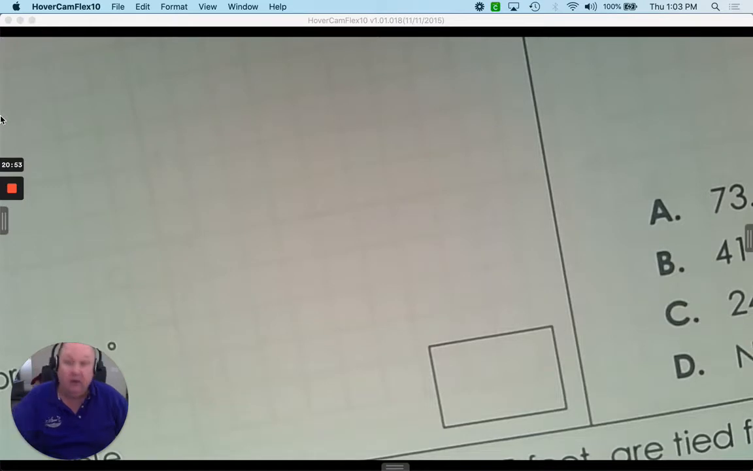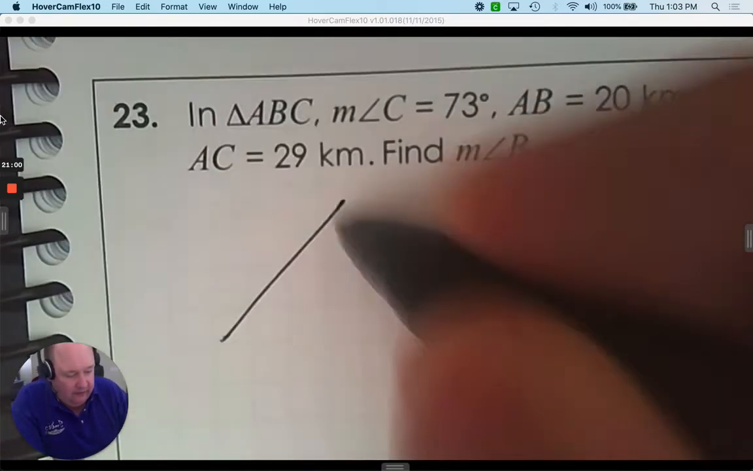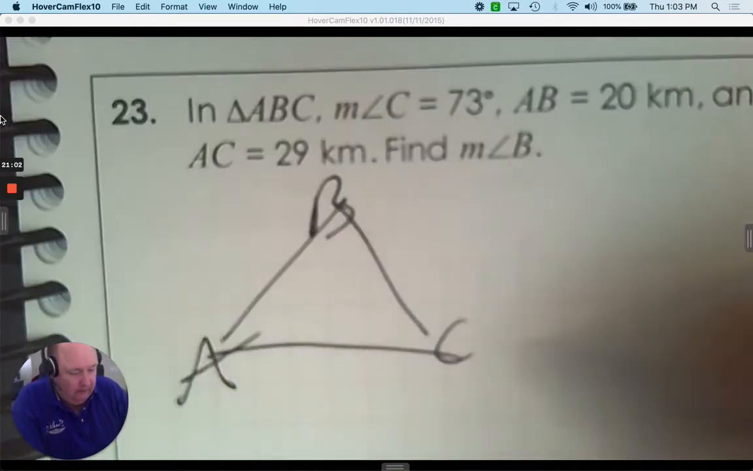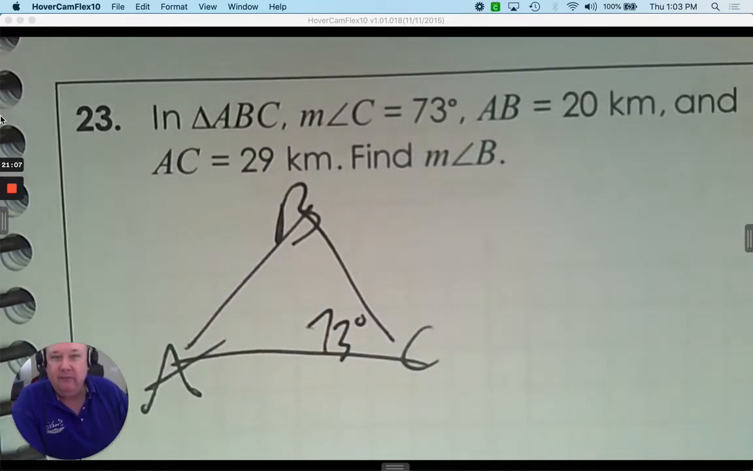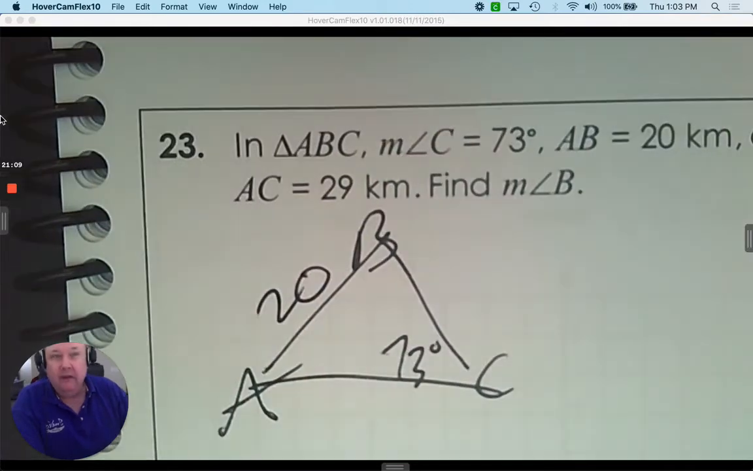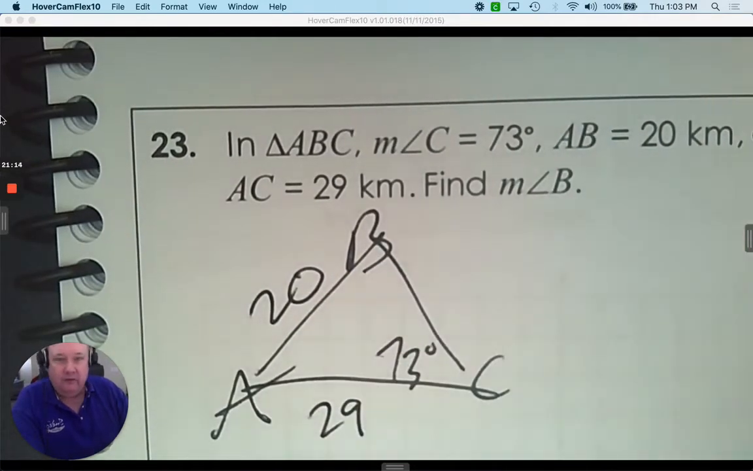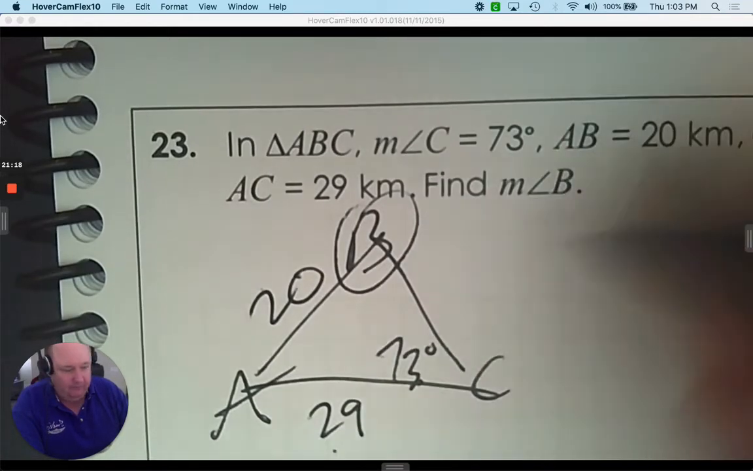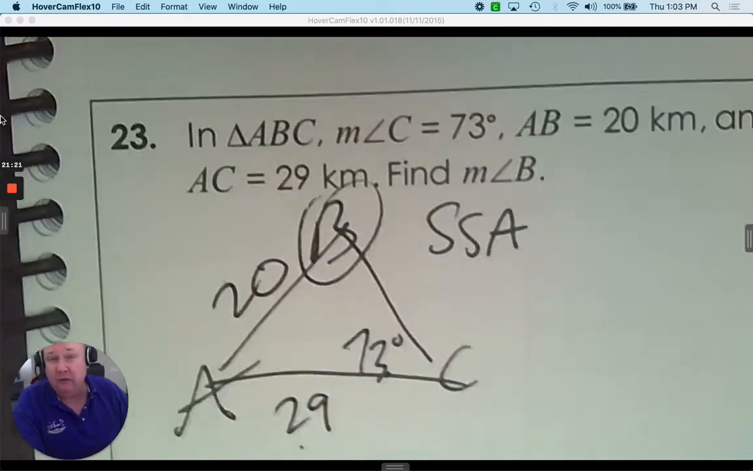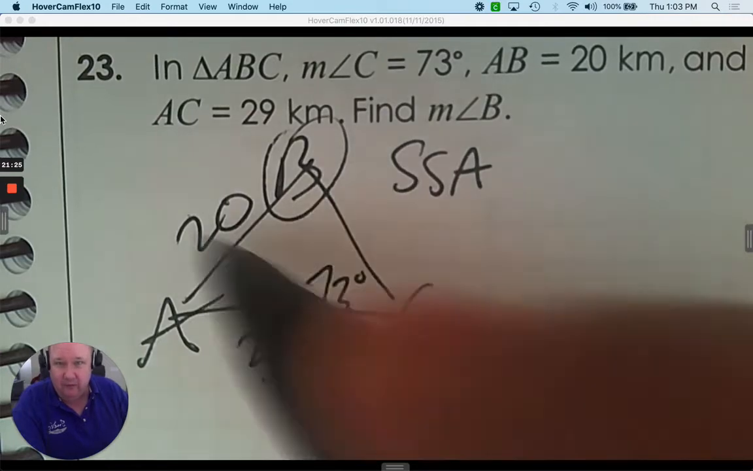So in 23, in triangle ABC, let's draw that. Triangle ABC. Angle C is 73. A to B is 20. A to C is 29. And it says find angle B. So this is a side-side-angle. That's ambiguous. It could be no answer, one answer, two answers. So in order to figure that out, we're going to set up the law of sines.